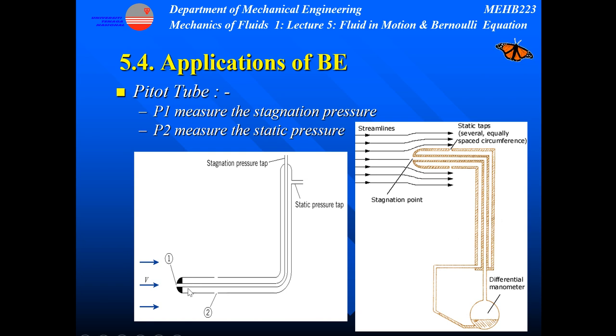Similar to the stagnation tube just now, we have to put 2 points in the flow. One point we put at the stagnation point, another point we put at the entrance of the static pressure tab. You apply Bernoulli equation to 1 and 2. So this V will be 0. If you can calculate the difference in the pressure by measuring the difference in height, rho gh, later you can get the value of the parameters that you want to find.